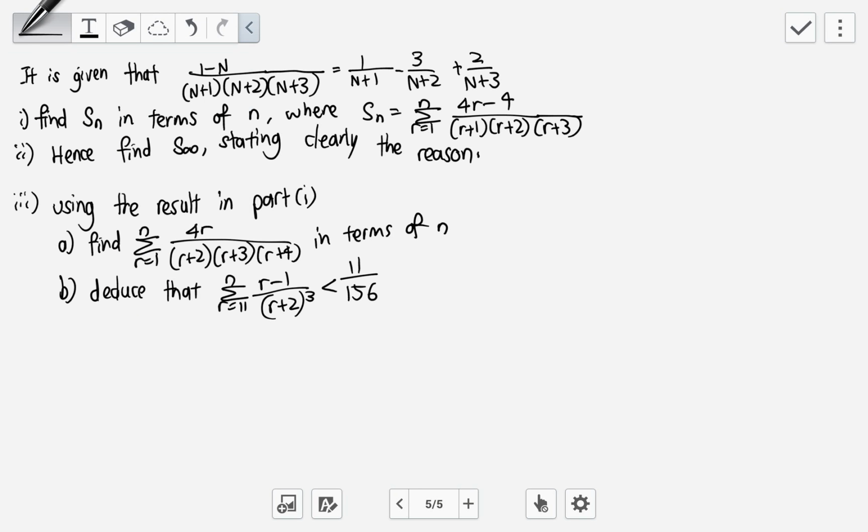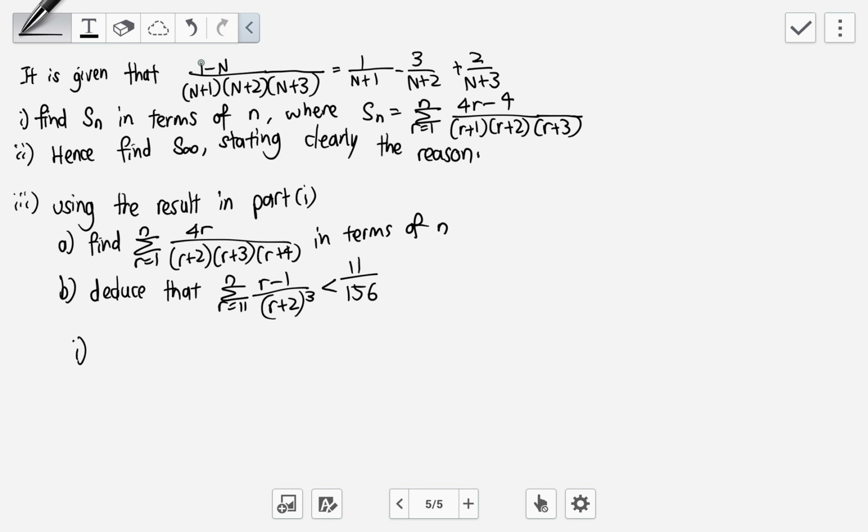Okay, this is a question on a series. I think the most difficult part is this part B, and this part is also a bit challenging. I'll just do this part first. So, part one is in terms of n, where Sn equals to this one.